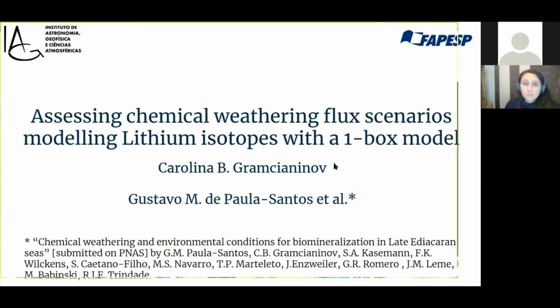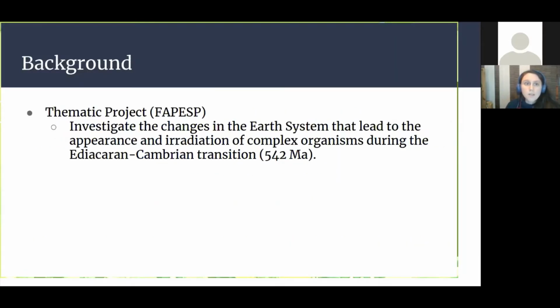So I will just tell you how we found a model to assess the chemical weathering flux with lithium isotopes. So let's see. First, I will give you some background about the team. The idea of this work comes from a thematic project funded by FAPESP, the São Paulo Research Foundation.